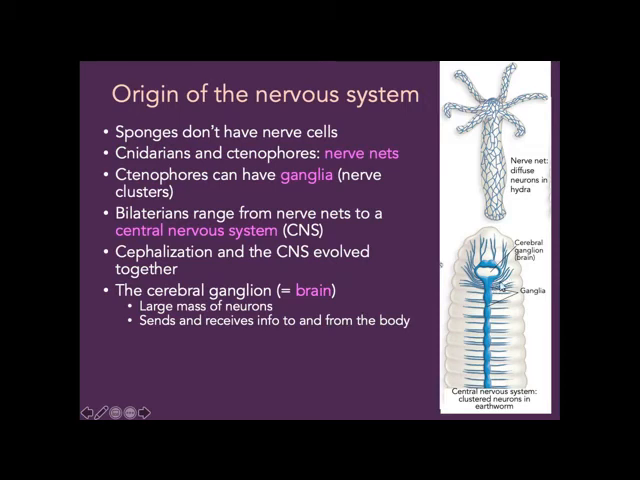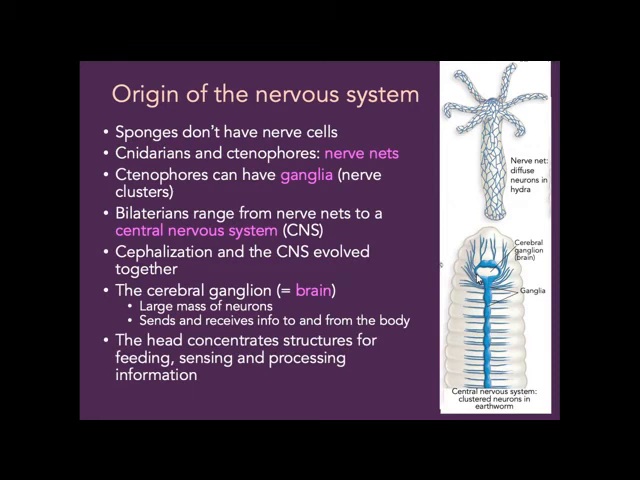So stuff is coming in. If you have a head, you probably have sensory organs on your head, right? And you're taking in information, and that needs to be processed, and that information needs to be sent to the right part of the body, right? Like, see predator, run away, or see food, eat food. Okay? So the head serves as a structure that concentrates all of the things that you need in one place for feeding, sensing, and processing information.